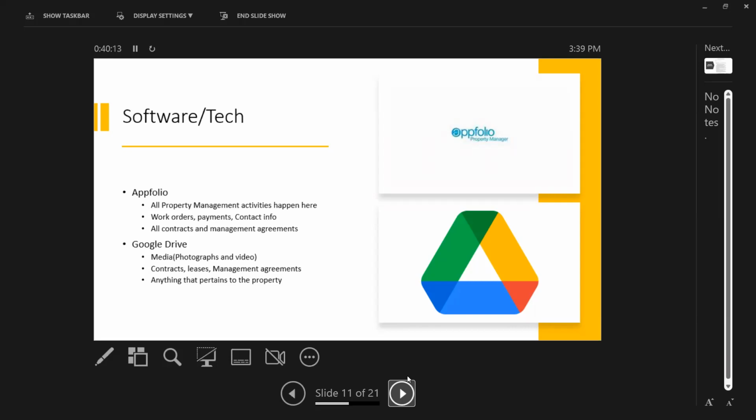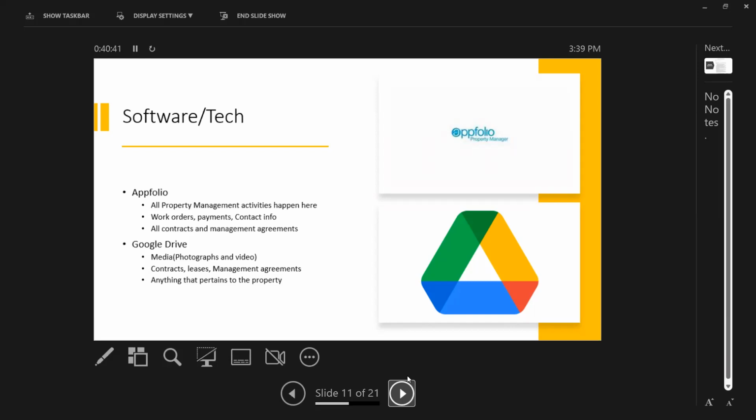Okay, software. The software we use is very simple. I touched on Appfolio. It's everything property management. You guys will have your own specific portfolios in Appfolio. So you'll have direct access to your own properties and you'll be able to see everything that's going on in Appfolio. You'll have access to all the work orders. You'll have access to your owner's information on Appfolio so you can make sure it stays updated.